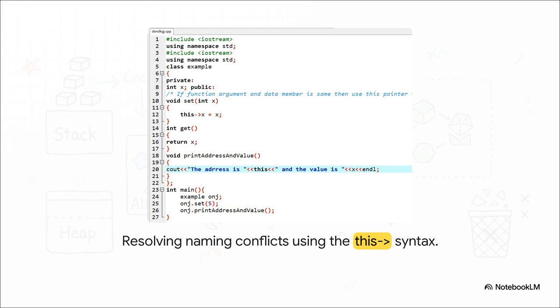Now, what's really interesting about seeing this in the wild is how clean it looks. Check out lines 11 and 12 here. We have a function argument x and a private data member also named x up on line 8. By just using this.x equals x, we totally resolve that naming conflict. The left side explicitly points to the object's memory, and the right side uses the passed-in argument. Seriously, keep this syntax in your toolkit. It is going to save you hours of debugging.